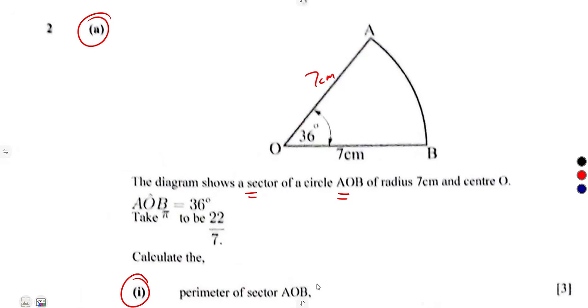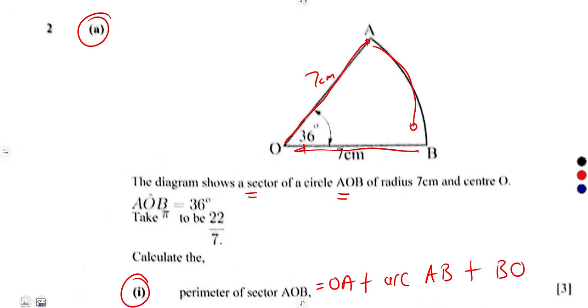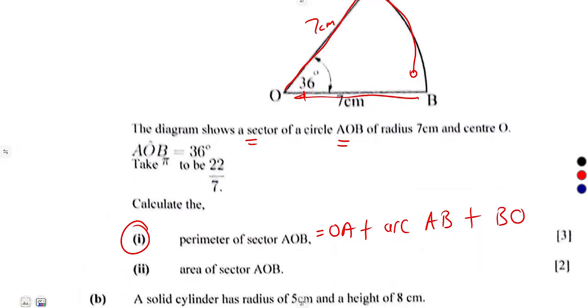So the perimeter is simply the sum of these sides: from O to A, which is the radius, plus A to B, which is the arc length, the arc AB, plus B to O. That is the distance right round the shape. So this represents a radius, and this is also a radius. So you can simply add r plus r, which is 2r, plus the arc length of AB.